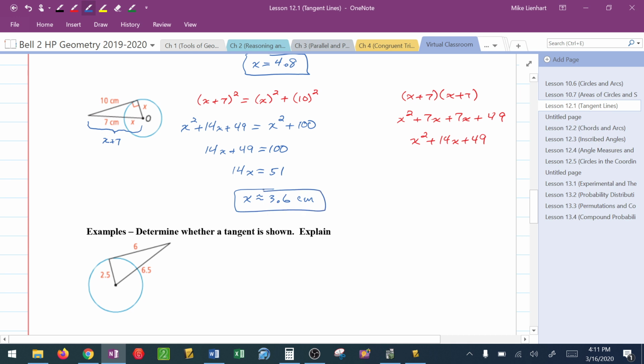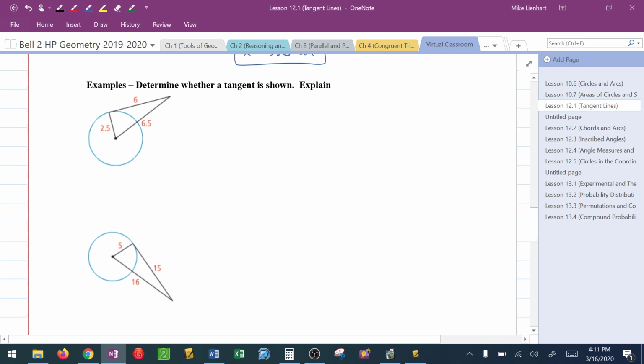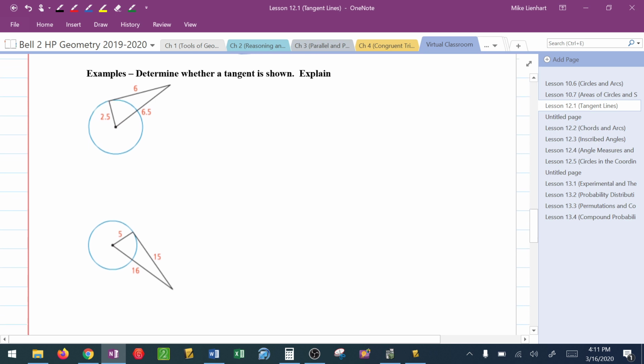All right. So the next question says, hey, here's a picture. It appears that the line involving 6 is a tangent. Well, in order for it to be a tangent, the Pythagorean theorem must be satisfied. Right? So I'm assuming this angle down here is a right angle, which tells me in order for that to be called a tangent, I have to take 6.5 squared, and that has to equal 2.5 squared plus 6 squared.